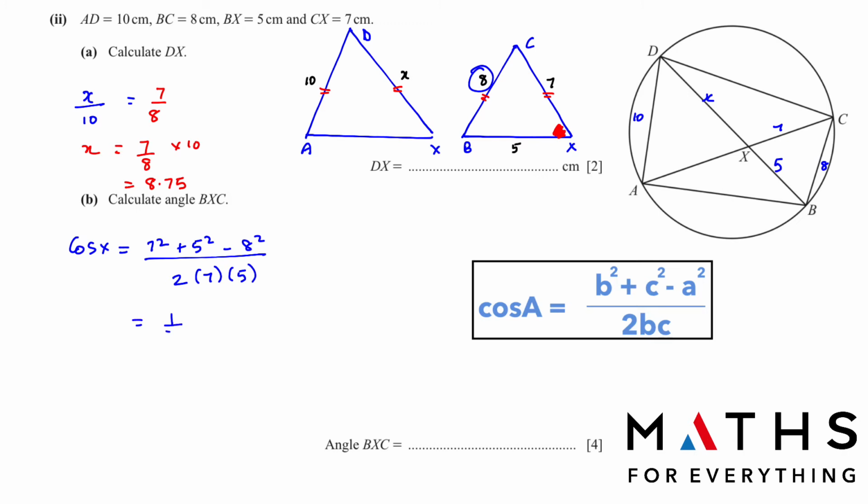This will give us 1 over 7. For finding the angle, we have to shift the cos to the other side and write it as cos inverse. And we will get 81.786. You can round it to one decimal, 81.8 degrees. So that's how you solve this.